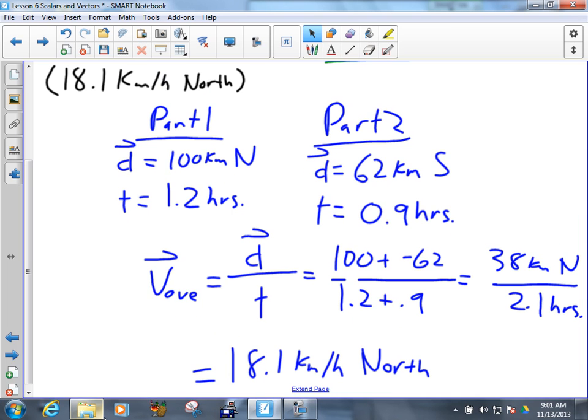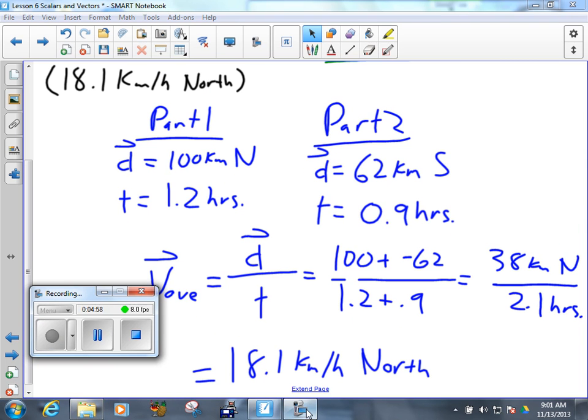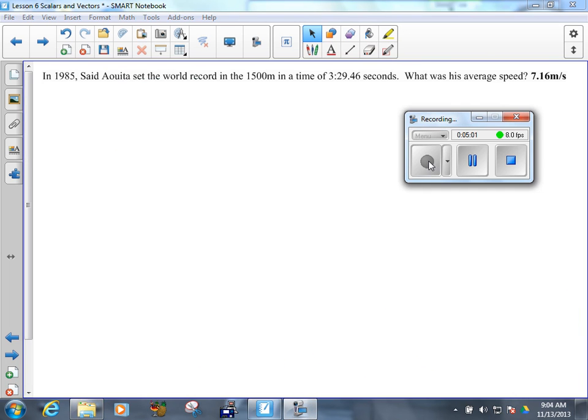Okay, guys, a question just came up for number 7, so I just want to address it, because lots of times people look at this number and don't know exactly what it means. This is what a stopwatch would read at the end of Saeed Ayueta's world record 1500 meter: 3 minutes 29.46 seconds. Not 3 hours and 29 minutes and 46 seconds, in which case it would be a world record for the slowest 1500 ever. People can run a marathon considerably faster than that. So that is 3 minutes 29.46 seconds.